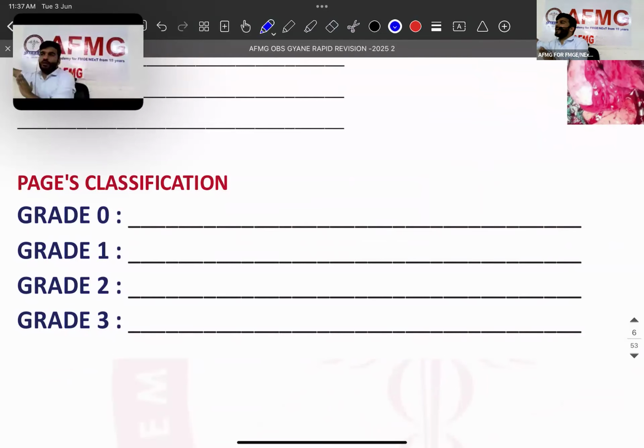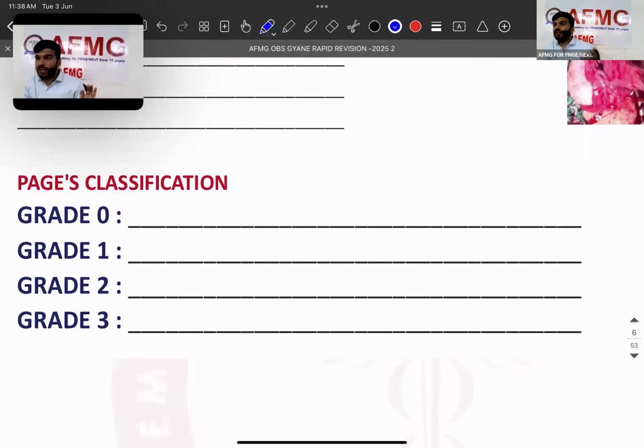Grade 0 is asymptomatic. Then 1, 2, 3 are mild, moderate, severe. A very simple classification. In which grade will there be fetal distress and death? Grade 3. Are you getting my point? Depending upon the classification: mild, moderate, and severe. Any question from abruptio placenta?